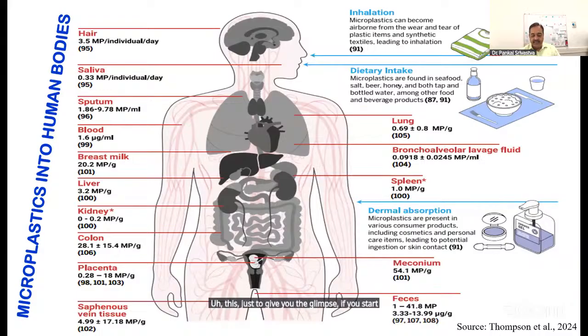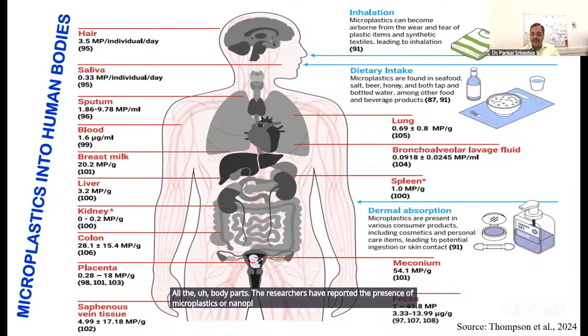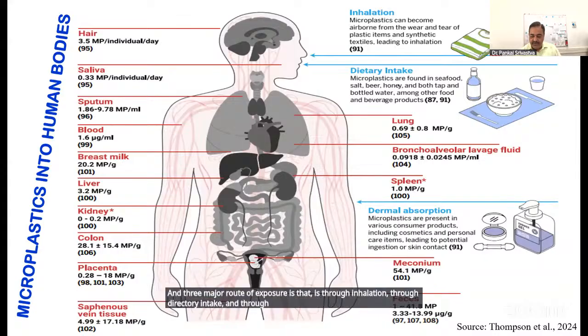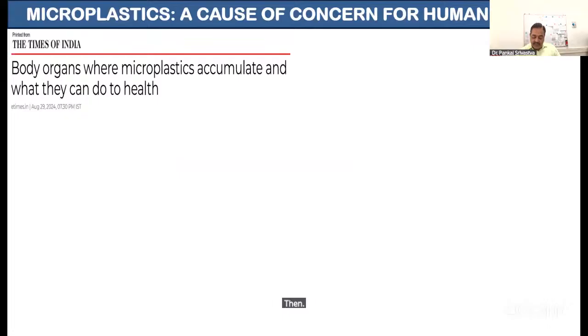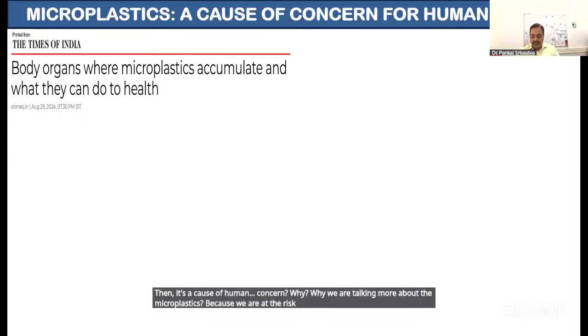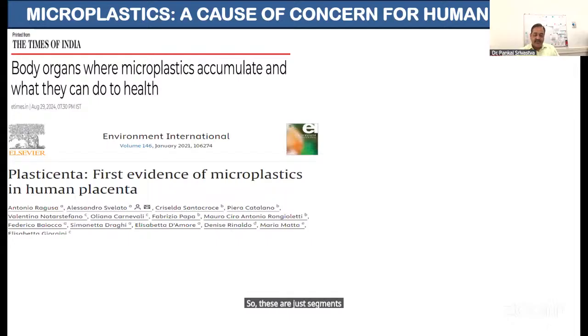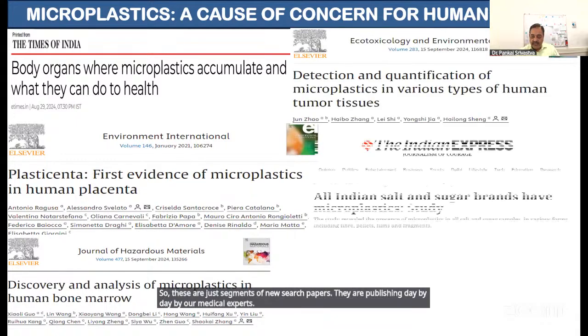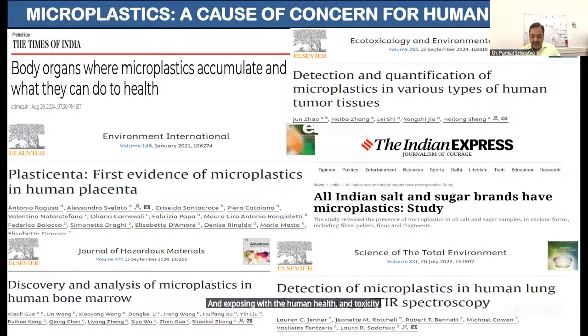If we start from our head to the toes, all the body parts, researchers have reported the presence of microplastics or nanoplastics in different body parts. And the three major routes of exposure are inhalation, direct intake, and dermal absorption. Then it's a cause of human concern. Why are we talking more about microplastics? Because we are at risk, we are at the threat level. These are just a glimpse of new research papers that medical experts and experts dealing with human health, toxicity, and ecotoxicity are publishing day by day. You just see that in human lung tissues, then bone marrow, and everywhere, in mother's milk, even in the fetus, they have reported it.